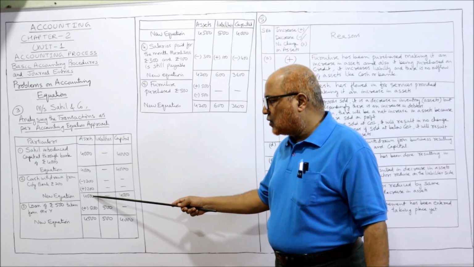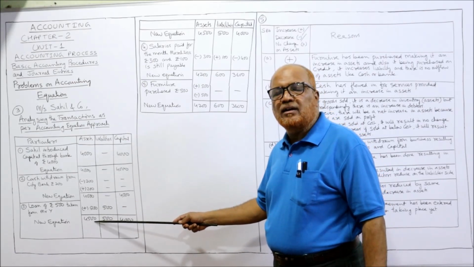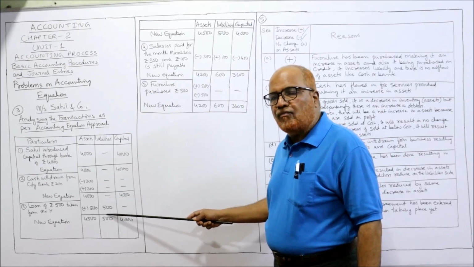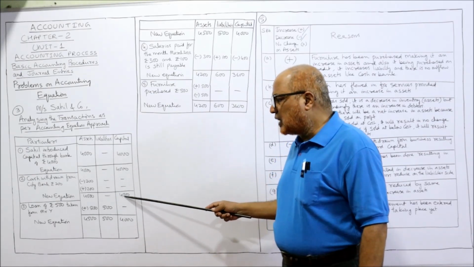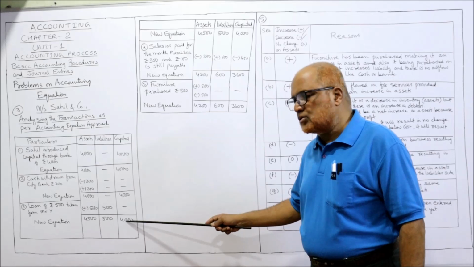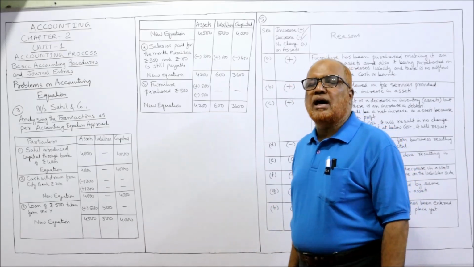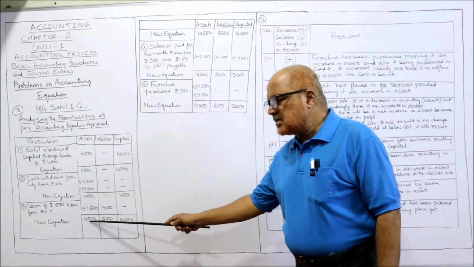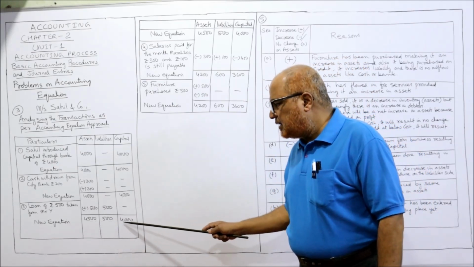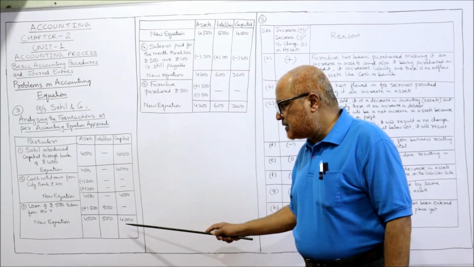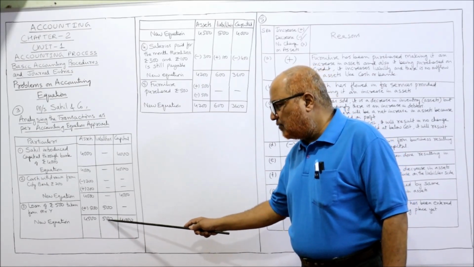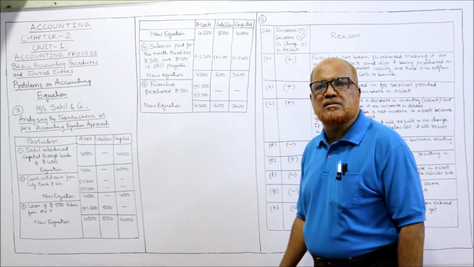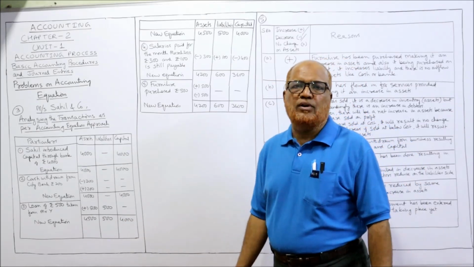Now take the total: 4,000 plus 500, 4,500 is the new assets. Liability, earlier there was no liability, now 500 rupees liability. Capital, no change, 4,000. Now you can check: all the assets must be equal to capital plus liabilities. So assets are 4,500, liabilities are 500 and capital is 4,000. So 500 plus 4,000 is 4,500. The accounting equation is proved.